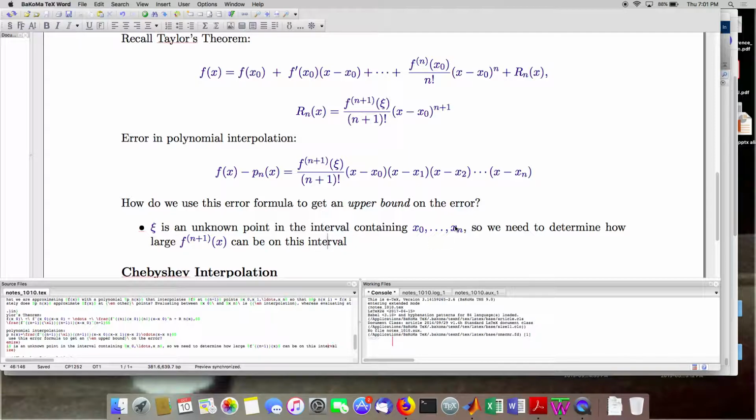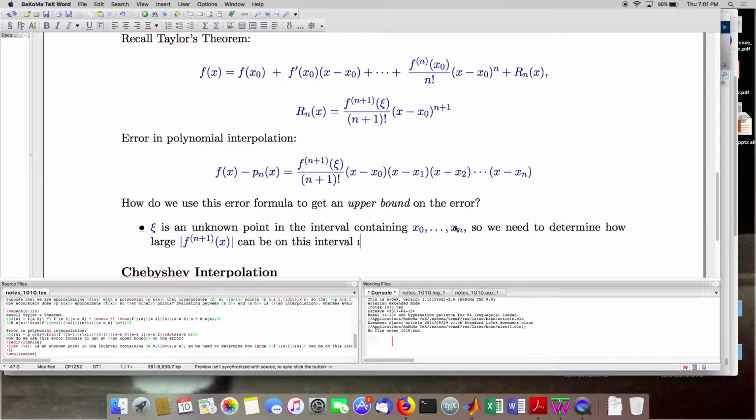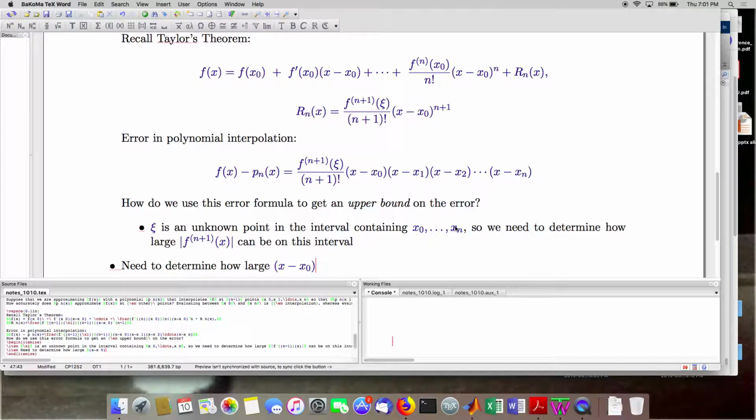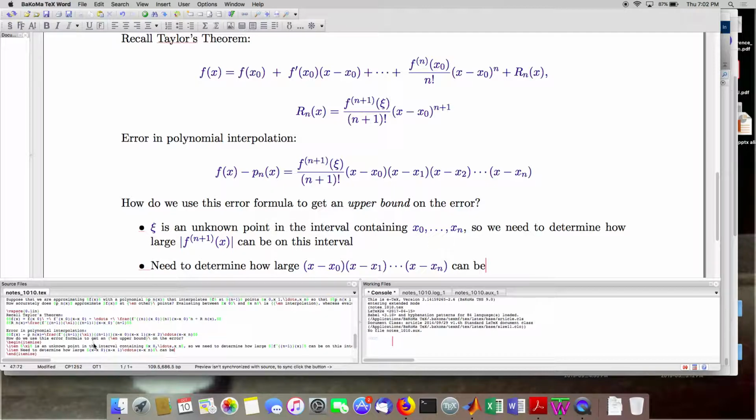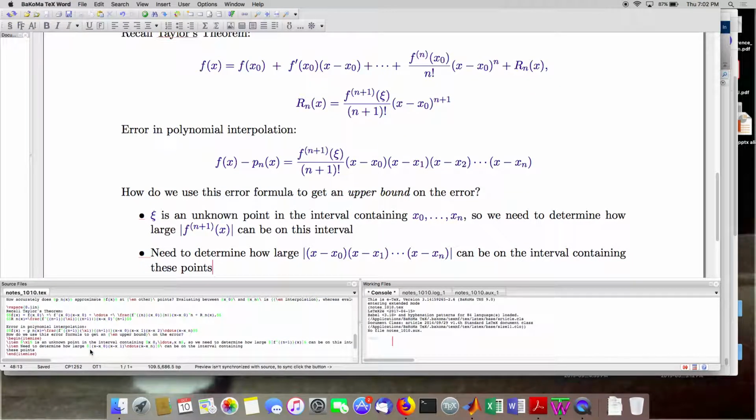I should also mention, since this derivative can be positive or negative, we really want to look at the absolute value, because it's the magnitude of this error that we care about. Second, you determine how large this product of linear factors can be, again in absolute value, on the interval containing these same points, your x naught to xn.